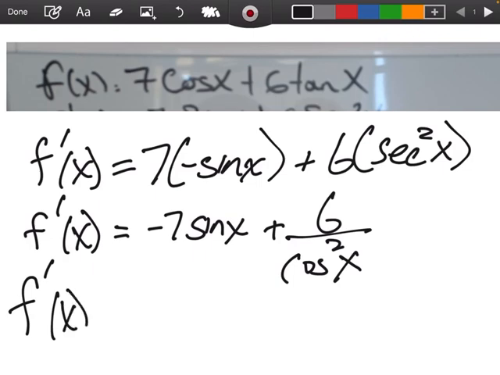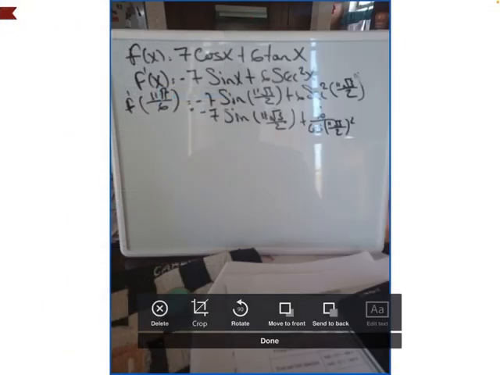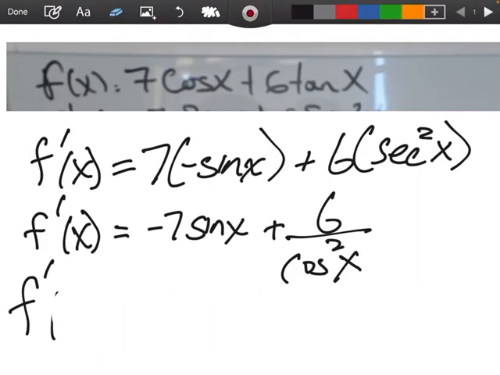Now we are evaluating this at pi over 6, right? Or 11 pi over 6. Let me double check. Let me bring up the picture. Yes, 11 pi over 6. Okay, so let's go ahead and go back. So let me clean this up. Let's come back over here. 11 pi all over 6.